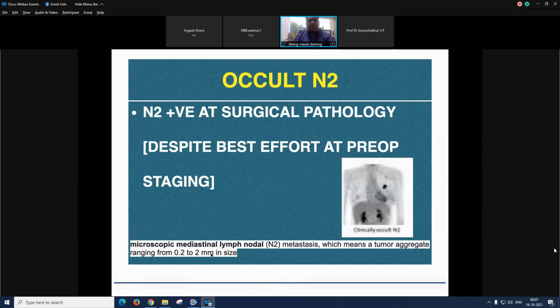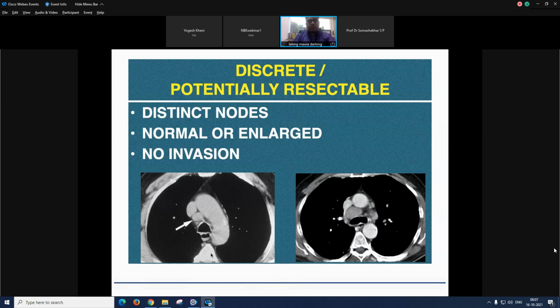Then we have discrete nodes, which you can see on the image, and we say, oh, this looks resectable. It's well defined, it's discrete, it's a distinct node, which may be normal or enlarged, and there's no invasion of the surrounding fat or any of the vessels. So these are the ones which are potentially resectable, and you need to go and do a proper EBUS staging or a pre-op staging.